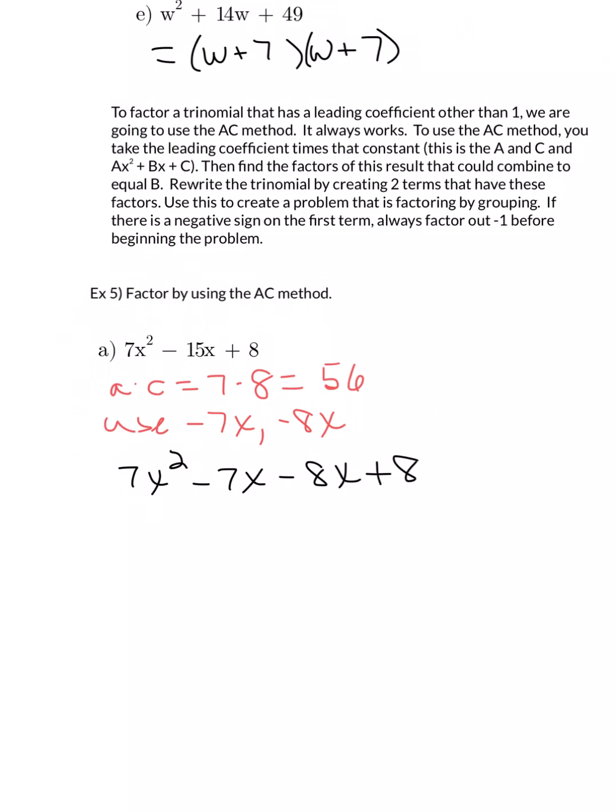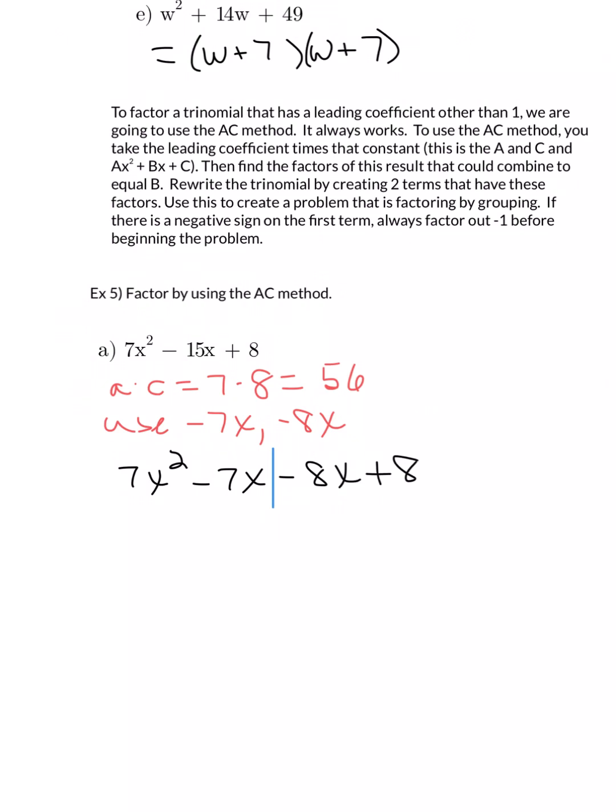One thing I want you to note is that I put the negative 7x term first. I did that because my first term also has 7 and x in it. I want the items next to each other that will have common factors. By putting the negative 8x second, I put it next to the last term, which also has an 8 in it, so I have common factors. Now I'm going to split this in half and do factor by grouping.